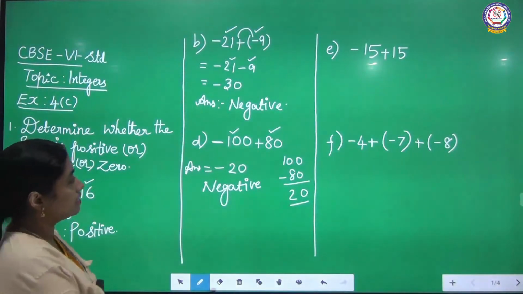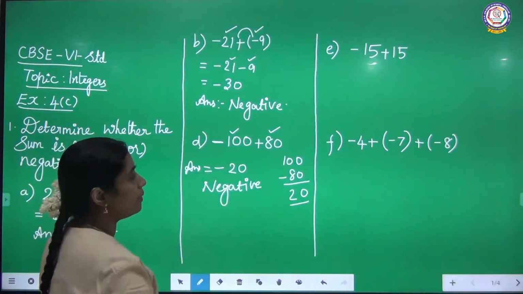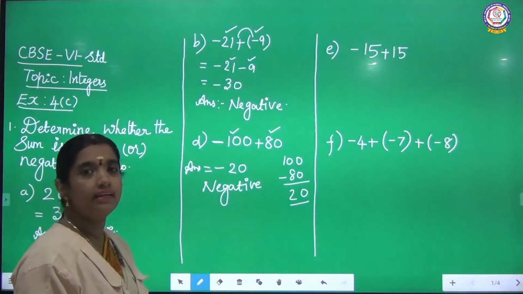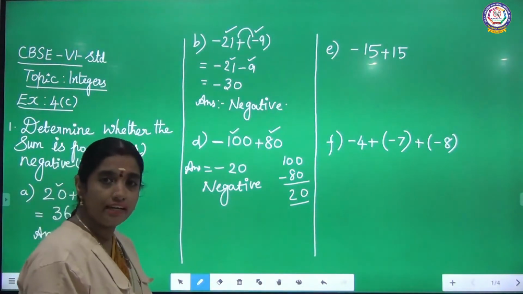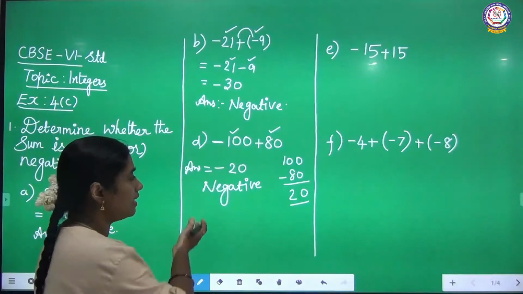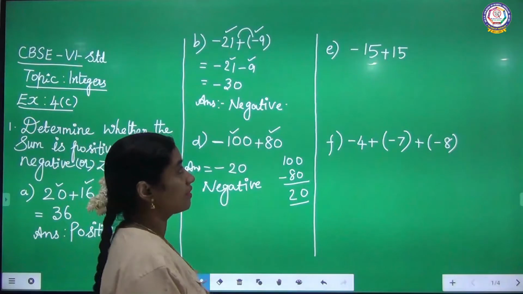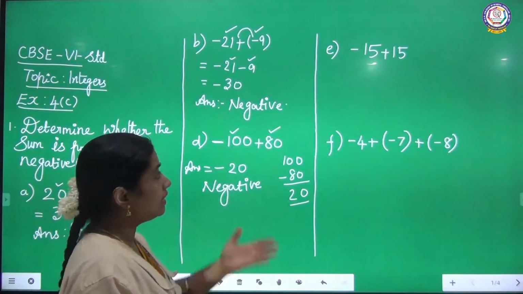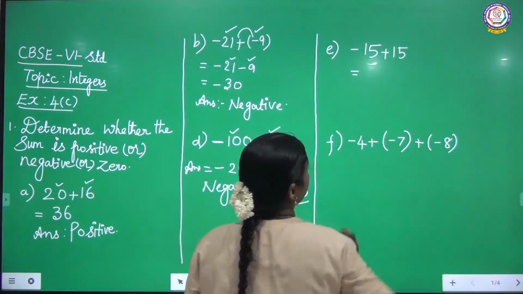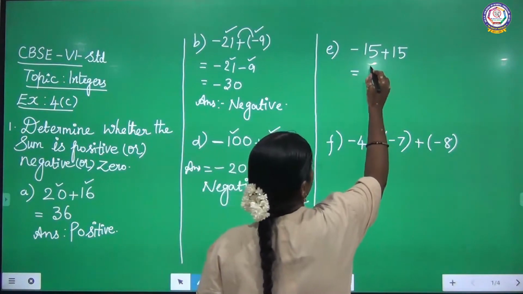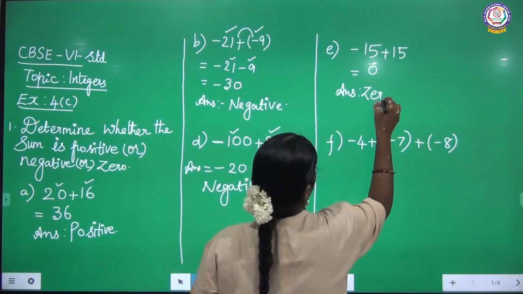Listen. Can you understand this? Alternate sign, so I subtracted. After subtracting this, I get the answer 20 and negative has more. So for that, I put that negative symbol there and I wrote the answer. Now my answer is negative. See, when you see the E sum, alternate symbols, but the integers are what? Same. So what is that? Minus 15 plus 15, it is 0. So the answer is 0.